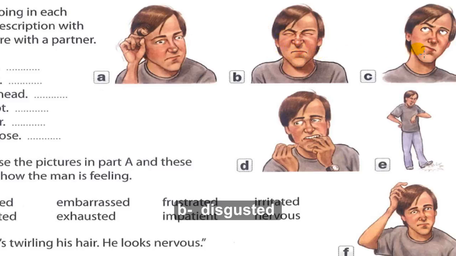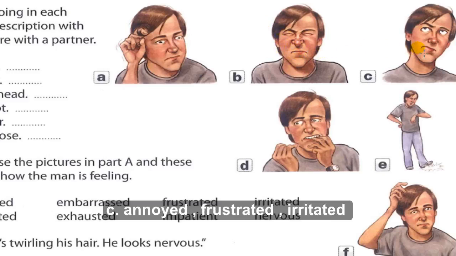In the third picture, he's rolling his eyes. He looks annoyed, frustrated, irritated.